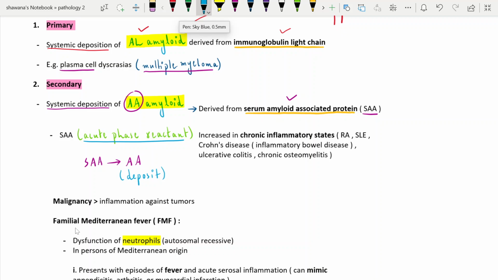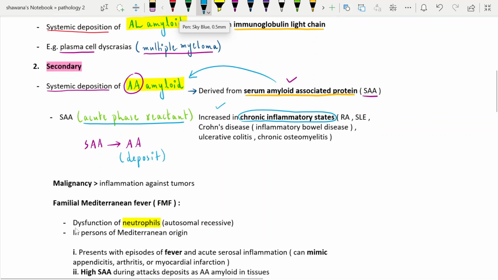And this deposition of AA amyloid is increased in chronic inflammatory states. It means that when there is chronic inflammation going on, the SAA deposition will be high, and from SAA, AA amyloid will be produced. Okay, it's logical. What are the conditions of chronic inflammation? First are the autoimmune diseases, for example, rheumatoid arthritis.